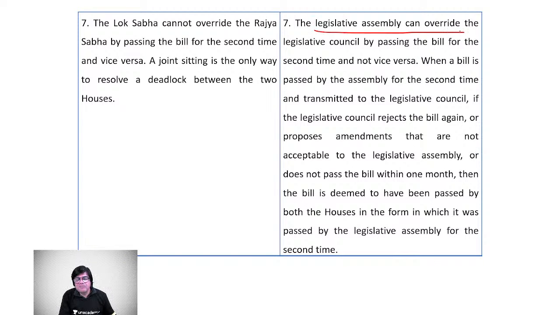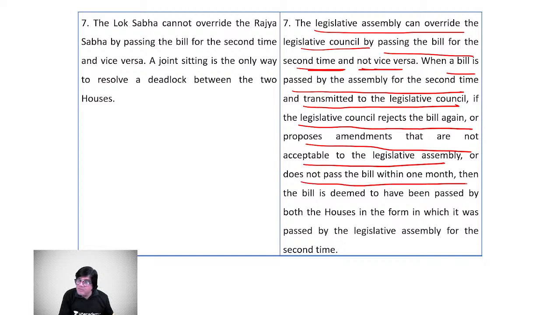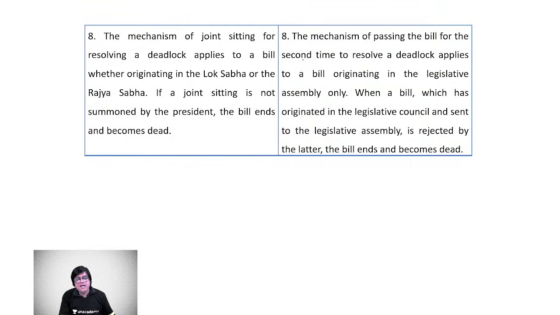And the legislative assembly can override the council, as I already suggested, by passing the bill for the second time and not vice versa. So when a bill is passed by the assembly for the second time and transmitted to the council, if the council rejects the bill again or proposes amendments that are not acceptable to the assembly or does not pass the bill within 1 month, then the bill is deemed to have been passed by both houses in the form in which it was originally passed for the second time by the assembly. And that is the main difference here.